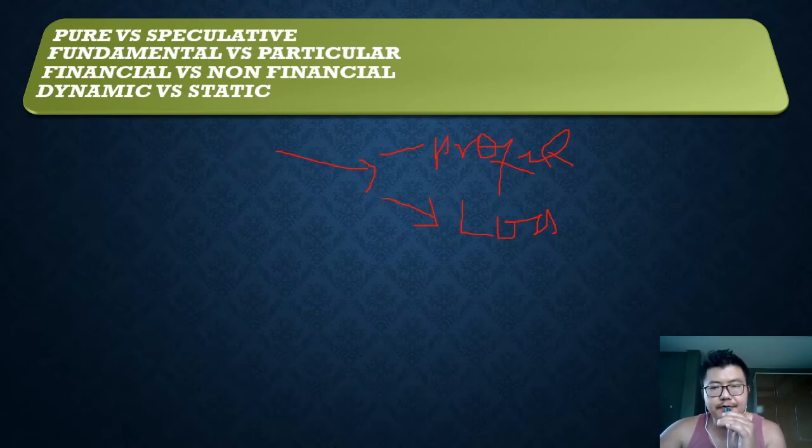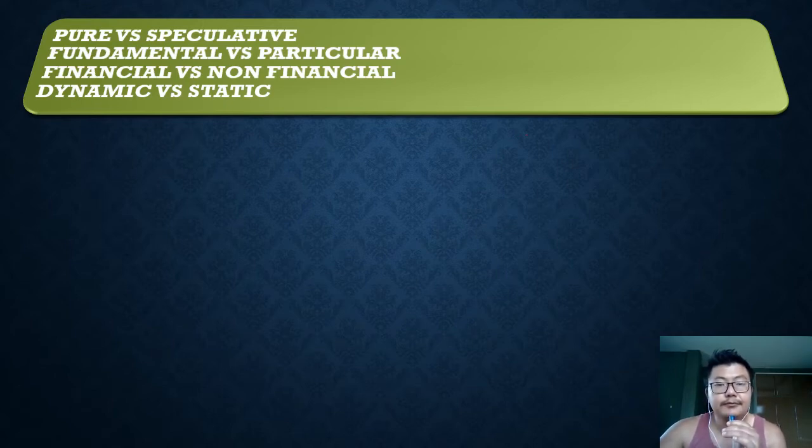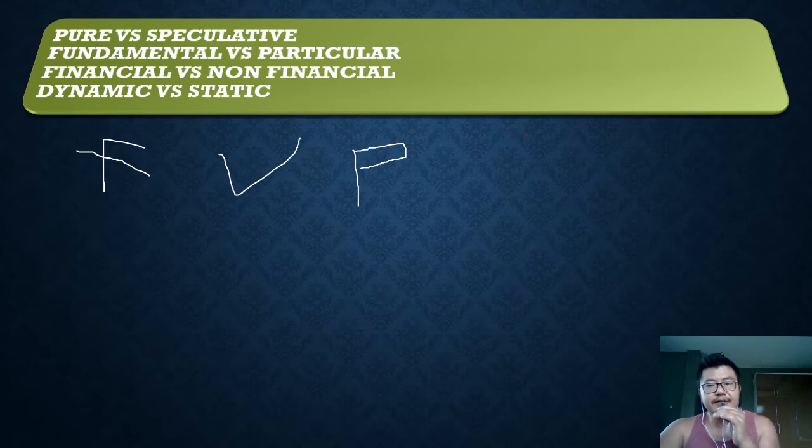Let's drop over here, then we'll move on to the second one: fundamental versus particular. What does fundamental imply? In case of fundamental, it's a national consequence, or it depends on a large population, not individual cases, like hurricane, flood, calamity, earthquake. So it's a very large concept.